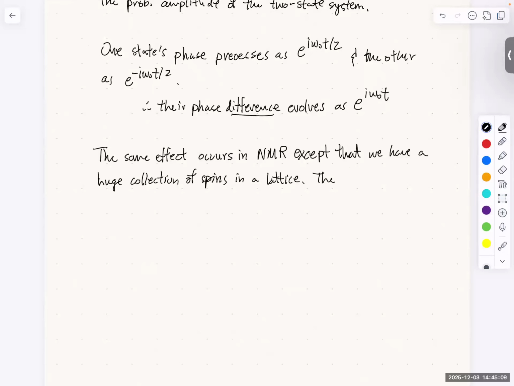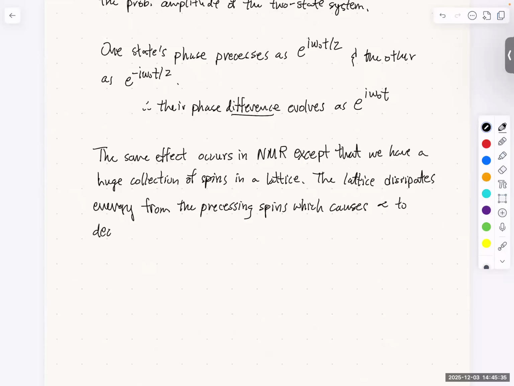So the lattice dissipates energy from the precessing spins, which causes alpha to decrease, aligning S with the static field. All right.